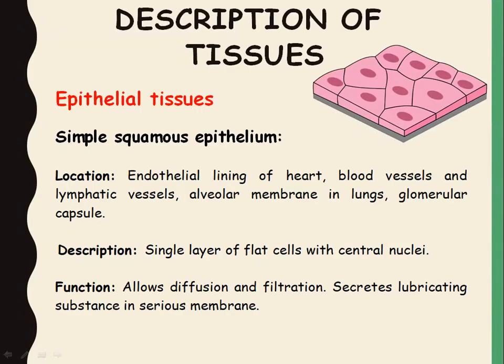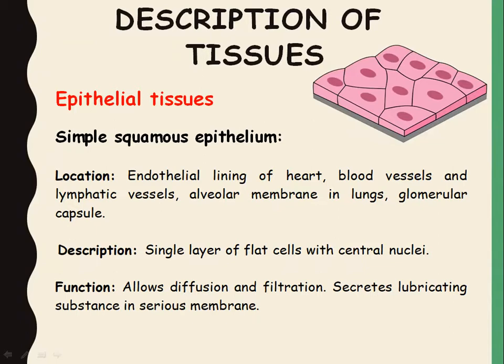Now the next one is the description of tissues. First one is epithelial tissue. In that, simple squamous epithelium. Location of simple squamous epithelium: endothelial lining of the heart, blood vessels and lymphatic vessels, alveolar membrane in the lung, and the glomerular capsule.